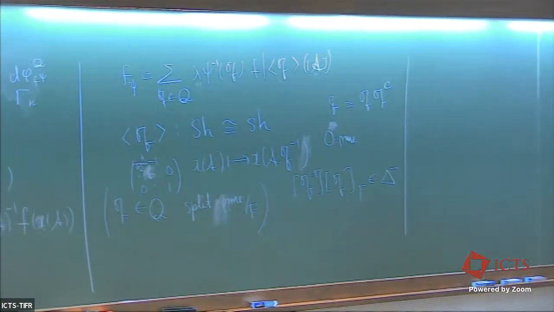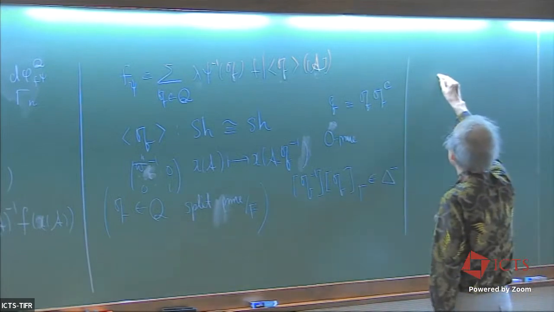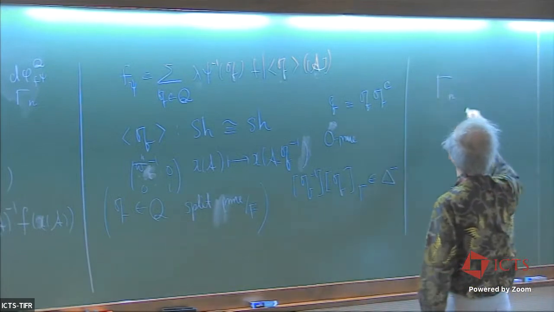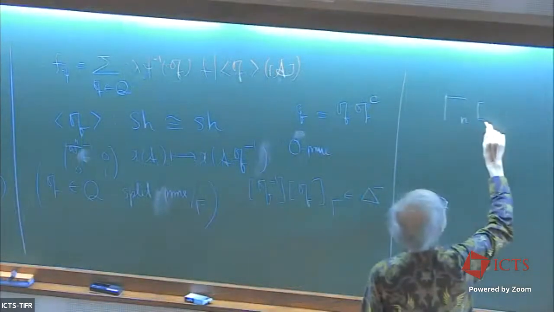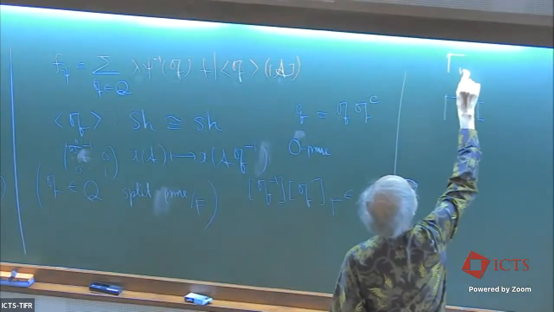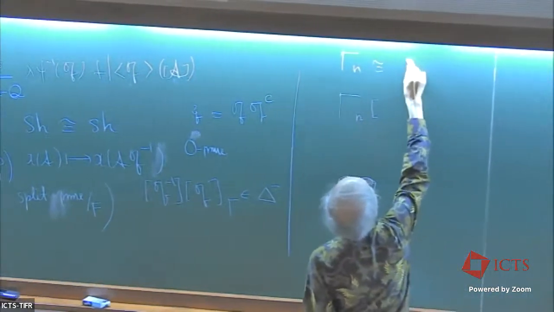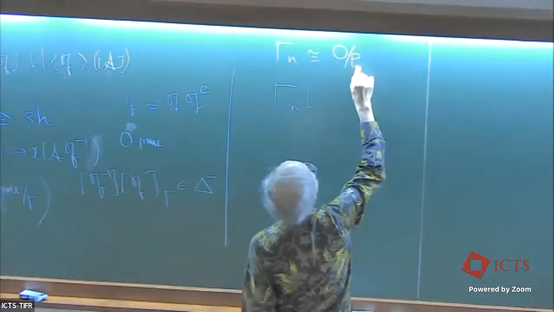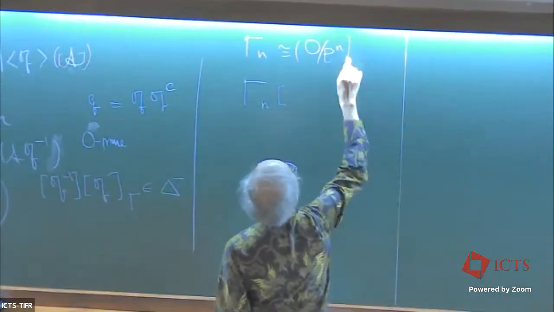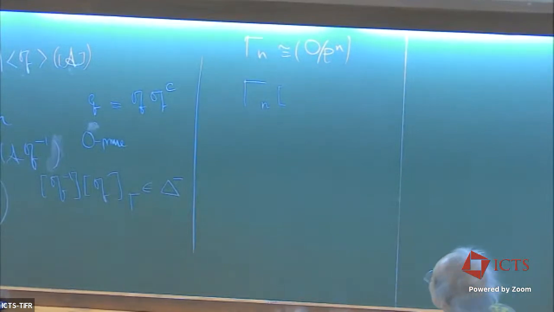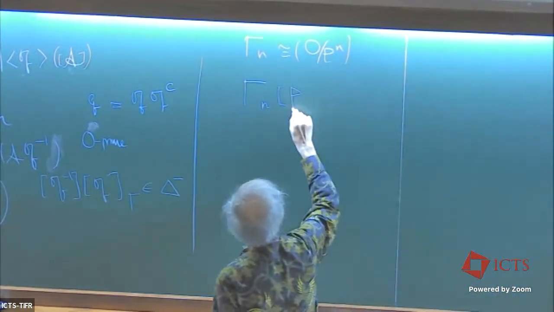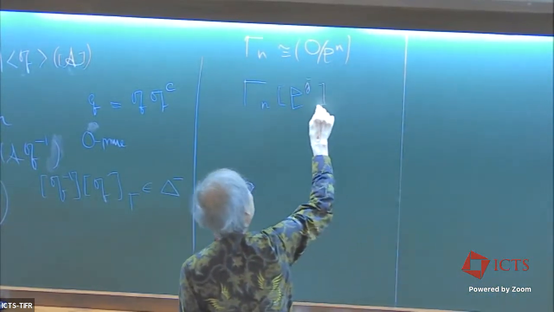Okay, so perhaps I have said, but gamma n is by logarithm isomorphic to O over L to the n, non-canonically. And you take L to the j Toujong guy.